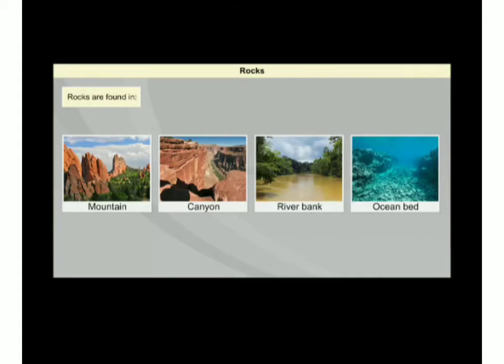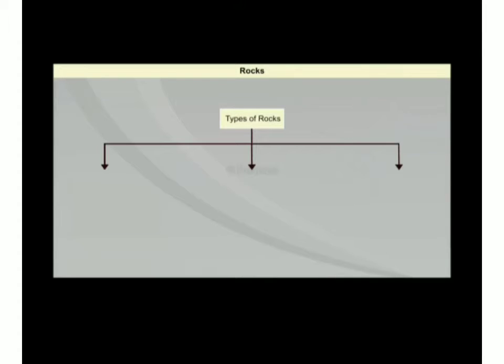Wherever you look, whether in the mountains, canyons, riverbanks, or ocean beds, you will come across rocks. Rocks are of three main types: igneous rocks, sedimentary rocks, and metamorphic rocks.